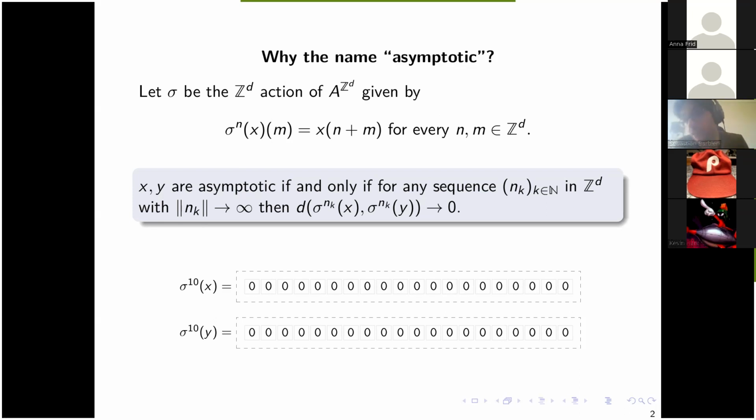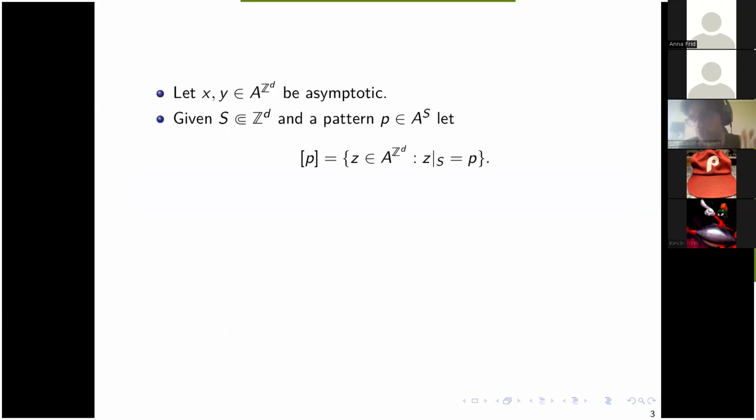And this notion that two configurations differ on just some finite set is equivalent to the definition I gave before. So it's really a notion that comes from dynamics. All right, so I'm going to consider two asymptotic configurations. And given a finite subset S of Z^D and a pattern P, that's just a coloring of this finite portion of Z^D by symbols in A, I'm going to consider the cylinder given by this pattern as the set of all configurations such that restricted to this support S gives me P.